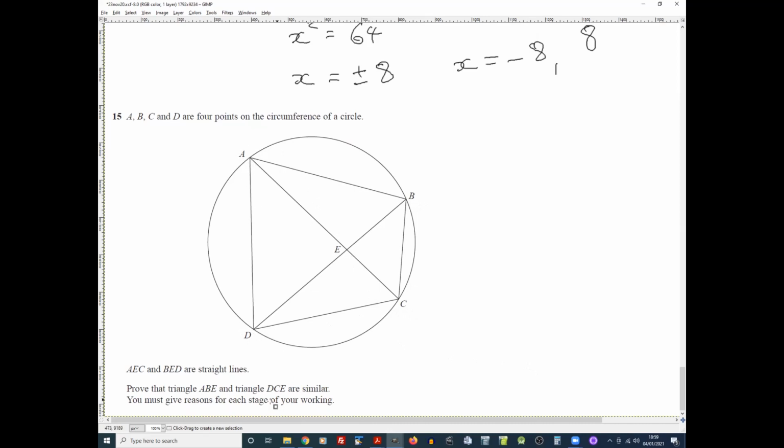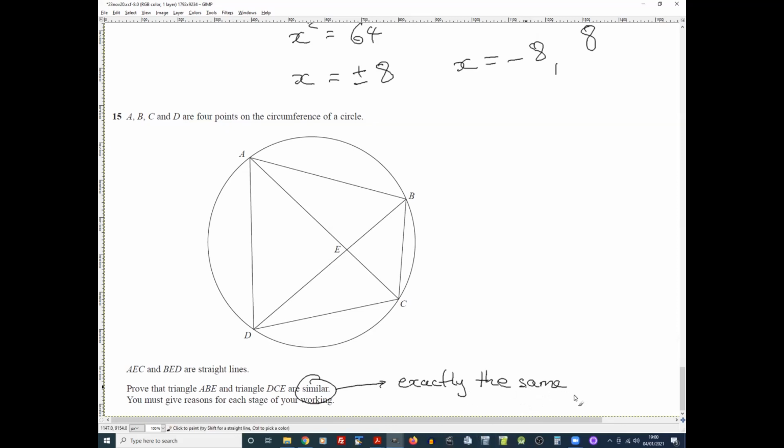Prove that triangle ABE and triangle DCE are similar. What does that word mean in maths? Similar. Exactly the same what? The same angles? Area? Yes, they will have exactly matching angles. Not area necessarily, although they might do.